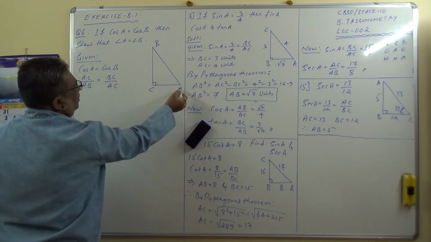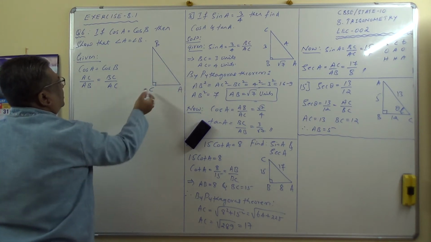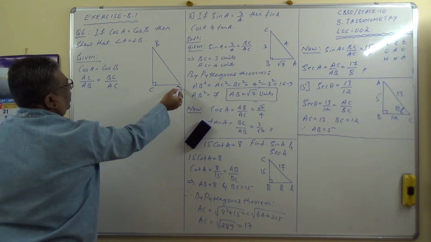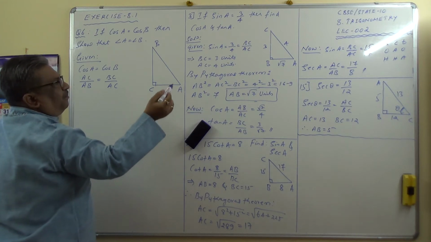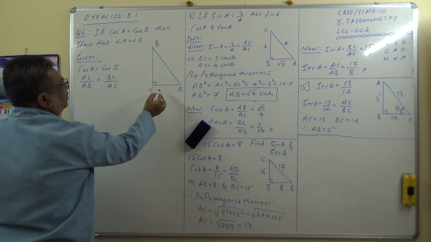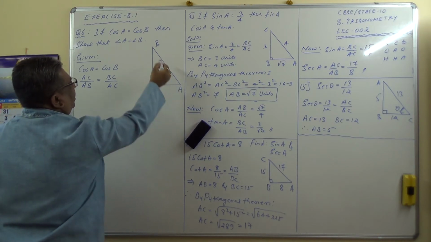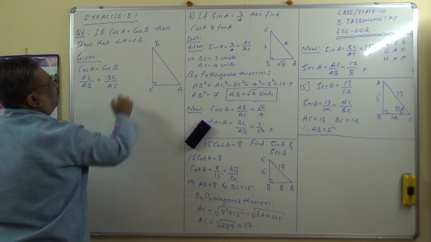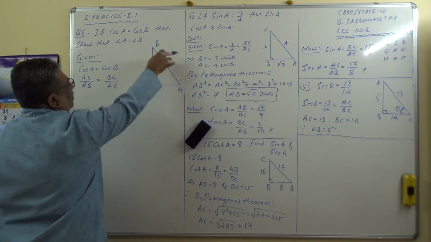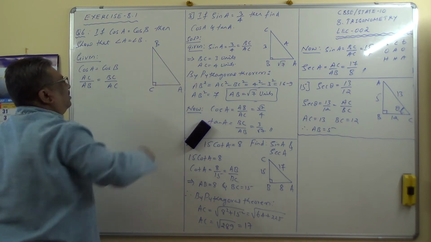A and B are acute angles. Perfect. ABC is a right triangle. Cos of A is adjacent by hypotenuse. Adjacent is AC, so AC by AB. And cos B is adjacent by hypotenuse, AC by AB. Let me check the solution.